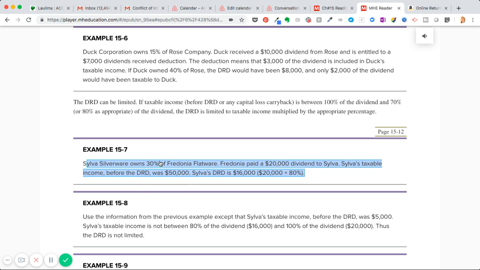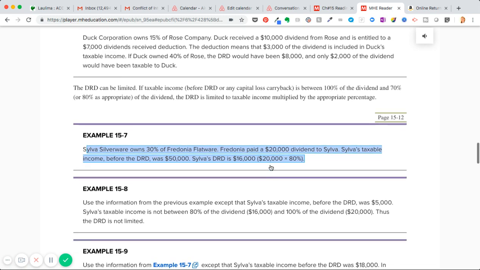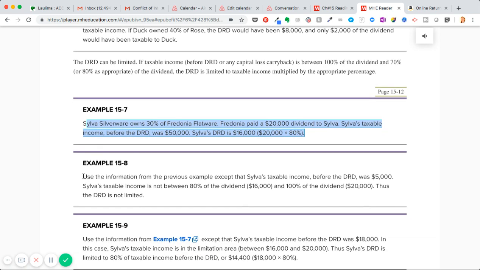Now, if the taxable income before the dividend was less than $20,000, that is when that limitation would end up applying. So that's going to be what this example is.